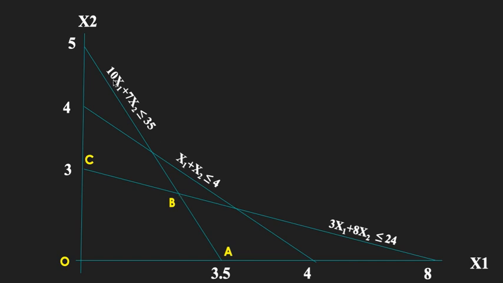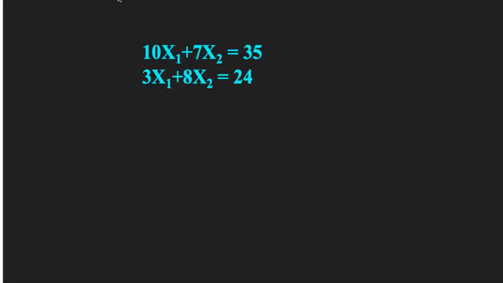If we see this, 10x1 plus 7x2 is less than or equal to 35, and the other one is 3x1 plus 8x2 is less than or equal to 24. These two lines are intersecting at this point B. Now these are the two equations which are intersecting at point B, right? Now what we are going to do, we cannot deduct anything here.